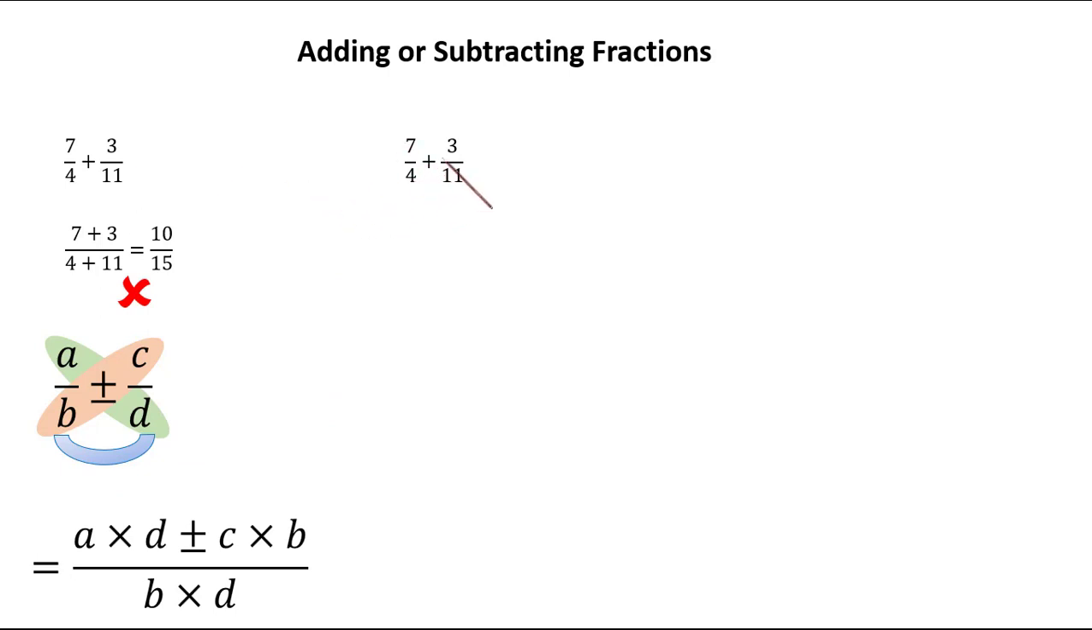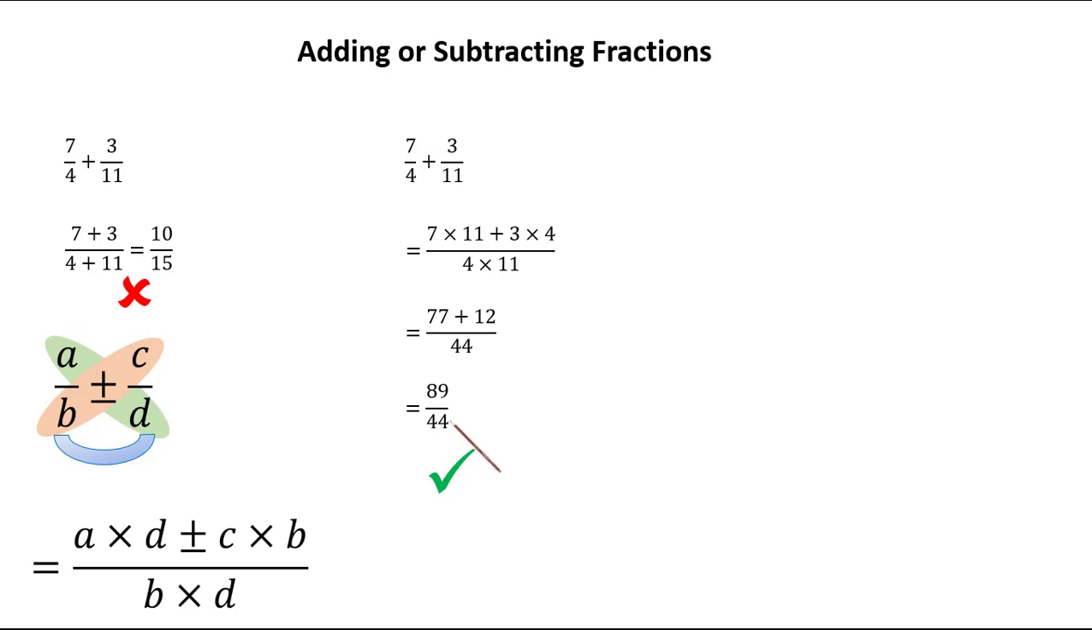So 7 upon 4 plus 3 upon 11. Using this particular formula, which looks like a butterfly, first we multiply 7 and 11, then we write a plus, then we multiply 3 and 4, the whole upon 4 multiplied by 11. Now 7 11s is 77, 3 4s is 12, 4 11s is 44. So we add 77 and 12, we get 89 upon 44.